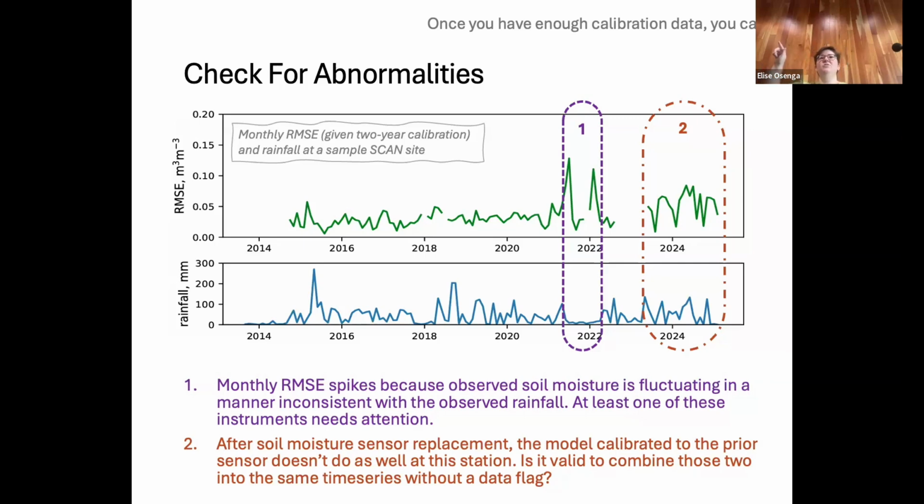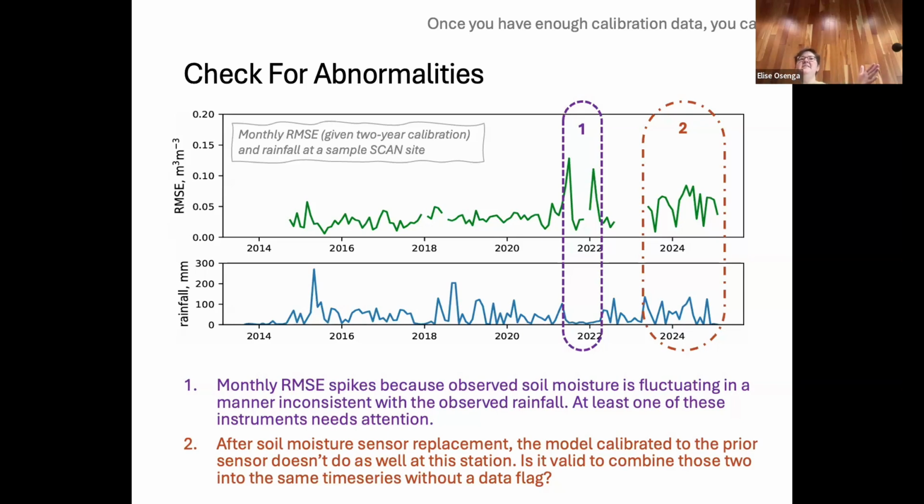In the bubble that's circled number 1, the soil moisture was fluctuating, but there was very little rainfall observed. So one of those 2 sensors probably needed attention. Something was off there. It ended up being that they replaced the soil moisture sensor. After they replaced the soil moisture sensor, we got to this bubble number 2 here. It has a different error dynamic, and the model doesn't work quite as well for this new sensor as when it was calibrated for the old sensor.